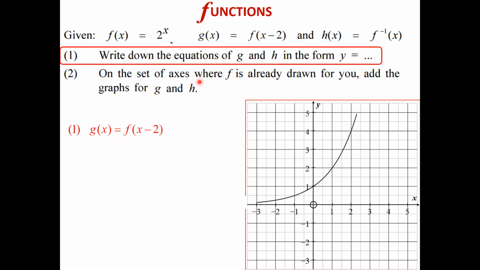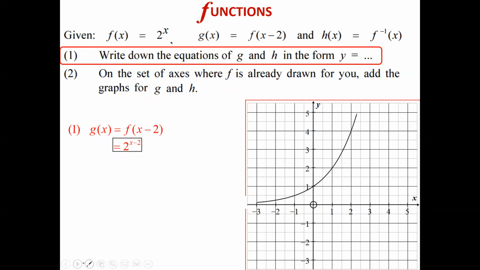So g of x is equal to f of x minus 2. And where we have an x, we will replace that with x minus 2. Okay, that is our g graph that we wanted. So g of x is actually equal to 2 to the power x minus 2.